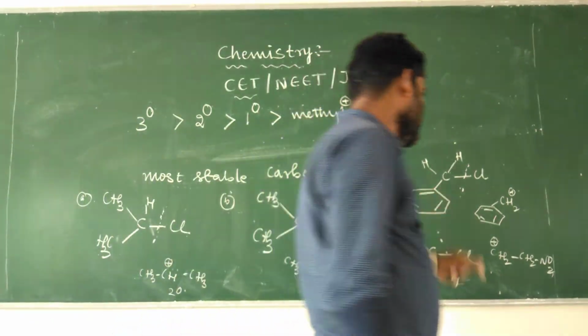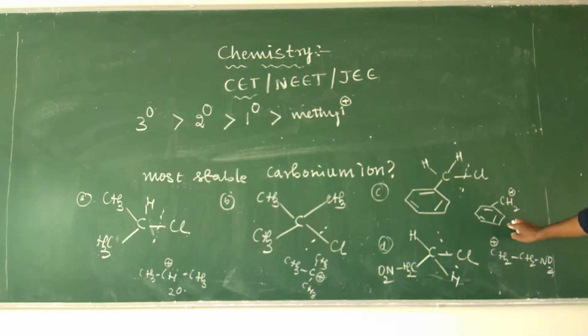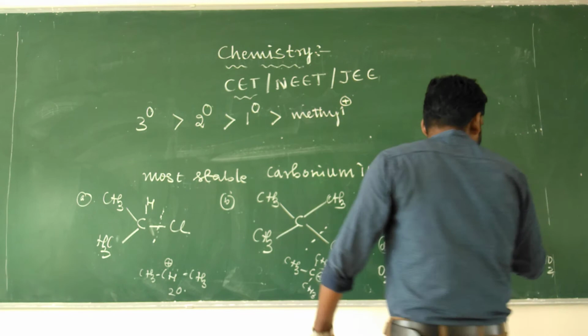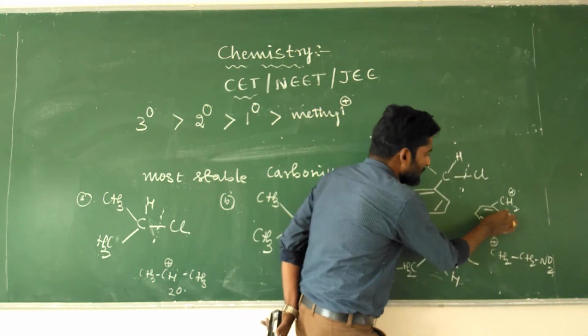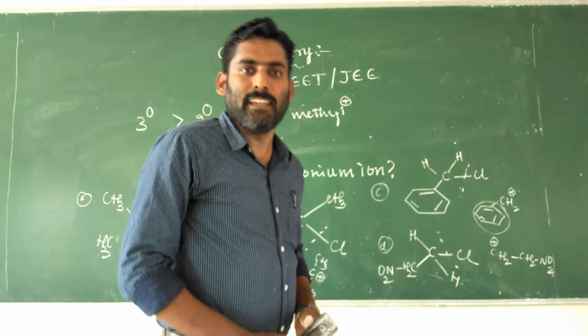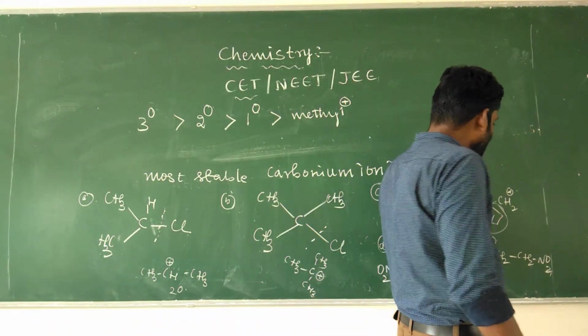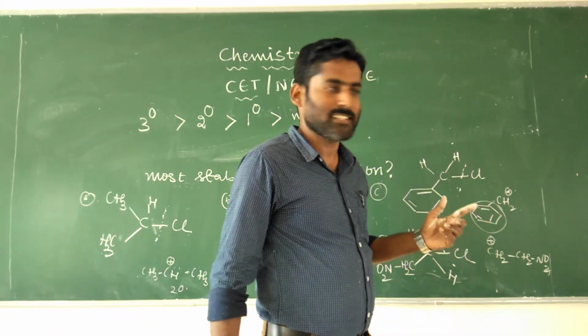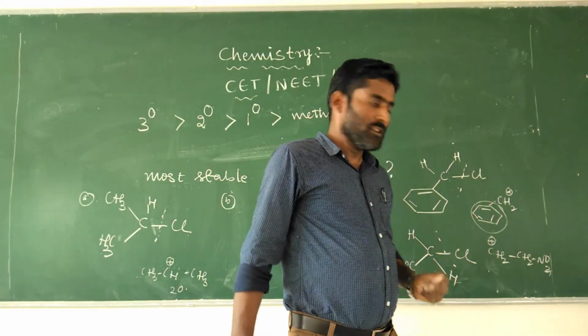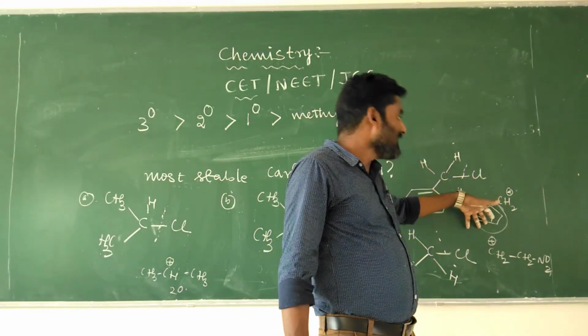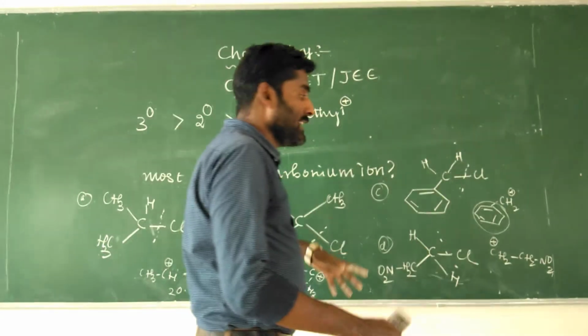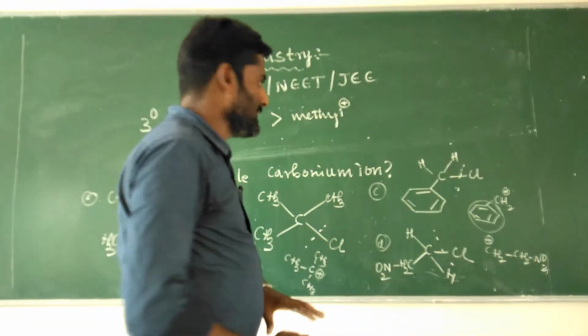But look at this benzyl carbocation, C6H5CH2 plus. The benzyl carbocation involves a benzene ring. The benzene ring undergoes resonance, delocalization of pi electrons within the benzene ring. So the benzyl carbocation is resonance stabilized.